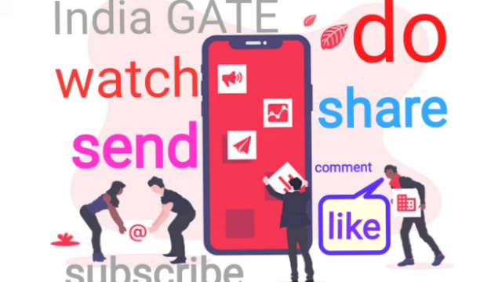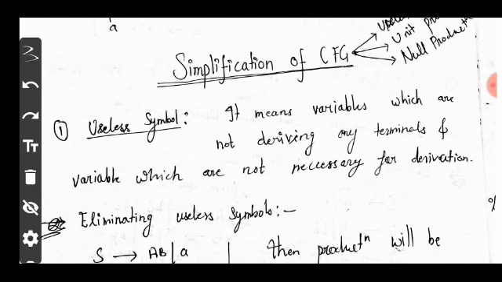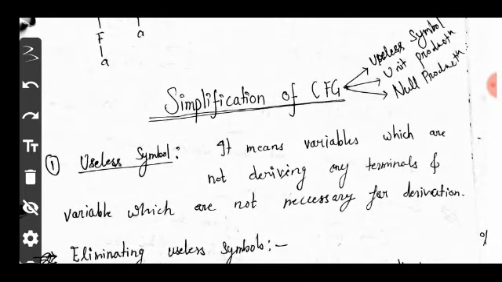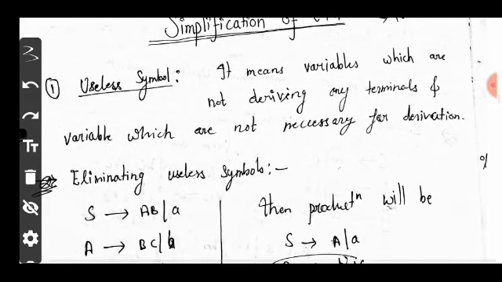So let's start. Simplification of CFG contains three steps. First is your null production elimination, second is your unit production elimination, and third is your useless symbol elimination. So start with useless symbol elimination. It means variables which are not deriving any terminals and variables which are not necessary for derivation are called useless symbols. So come to the example for more clarification.